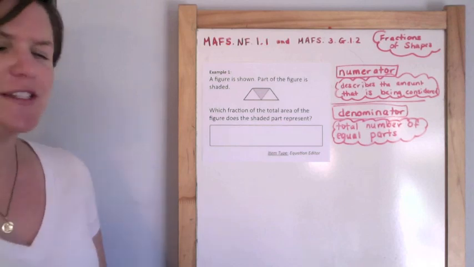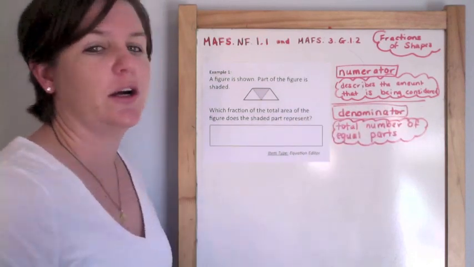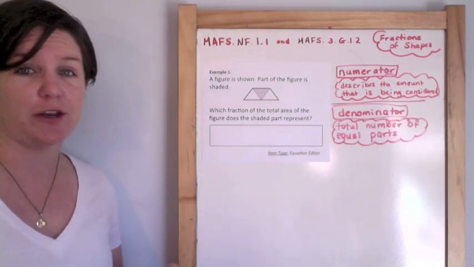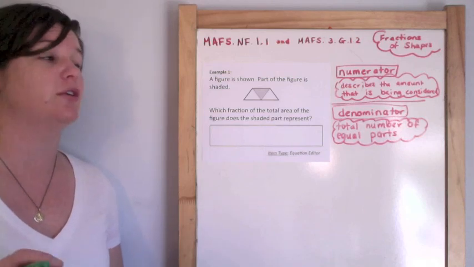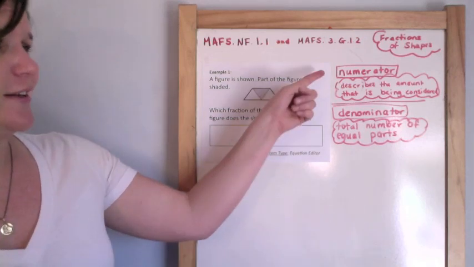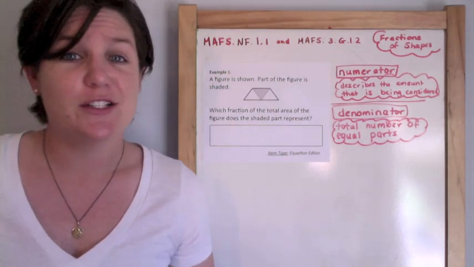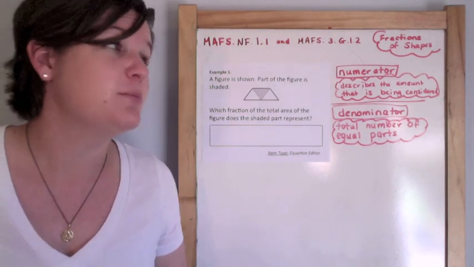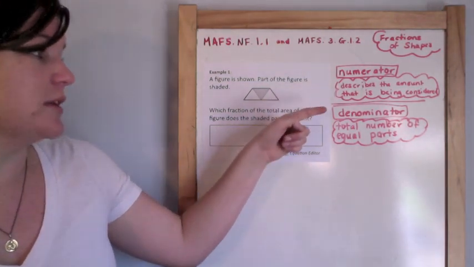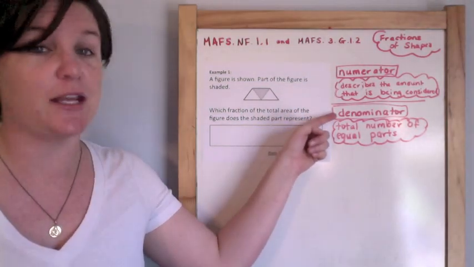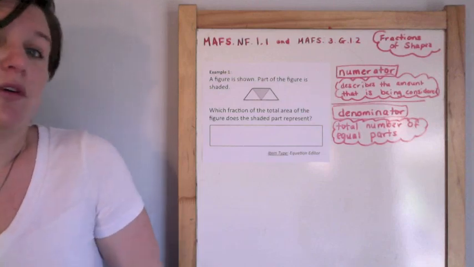So first of all, this is called the fraction bar. It also stands for division, but let's just focus on it being the fraction bar right now. You see that number on top? That's called the numerator. It describes the amount that is being considered. And when you jump down from the fraction bar, denominator. That's the total number of equal parts.